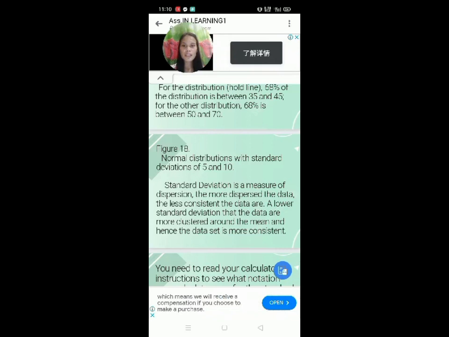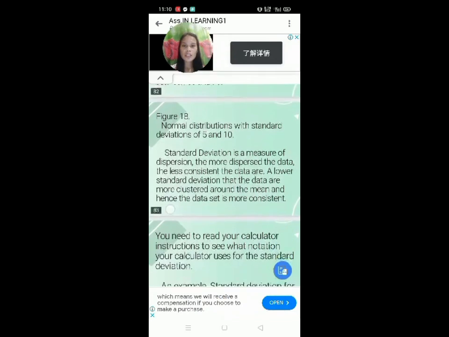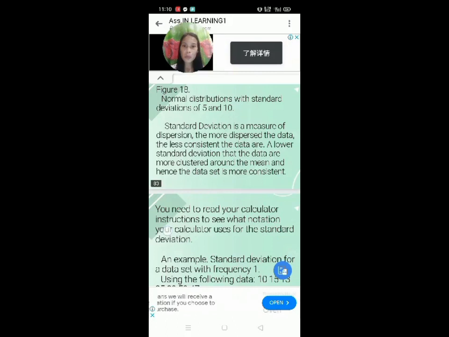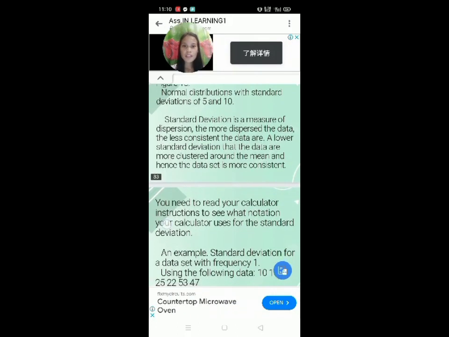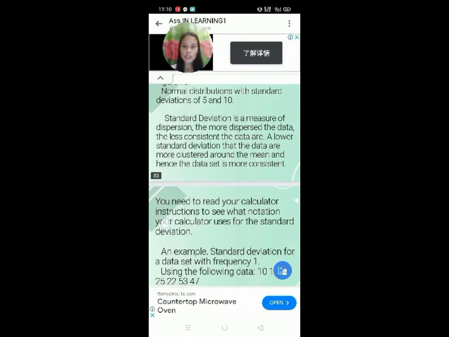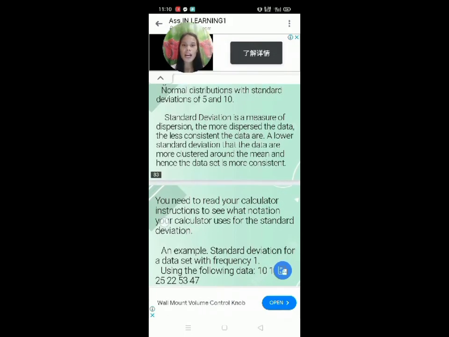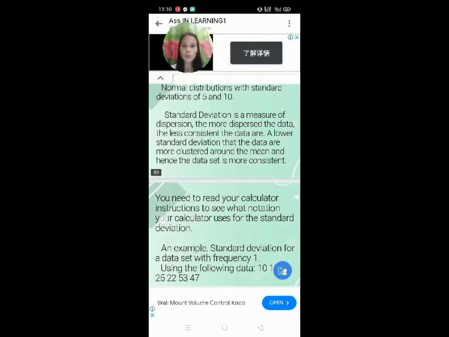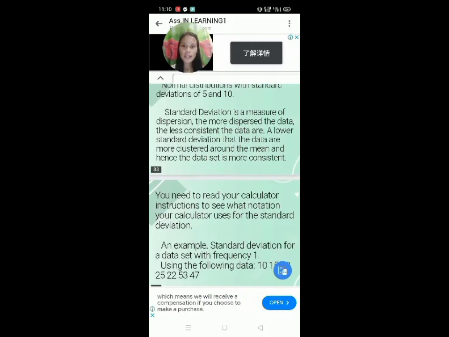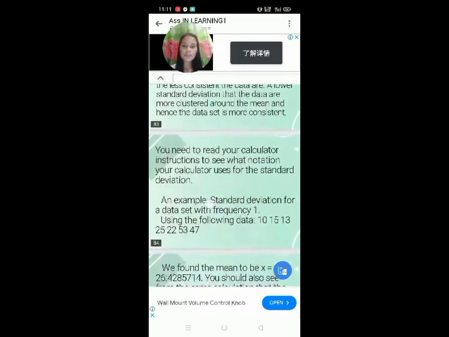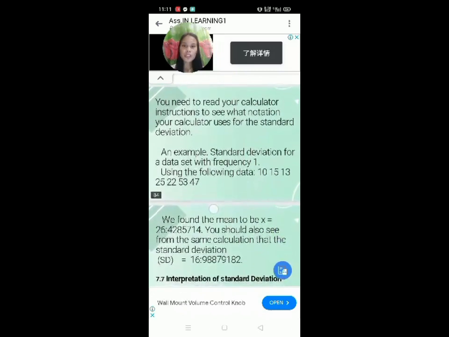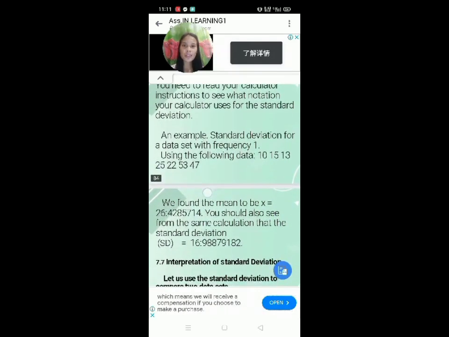Standard deviation is a measure of variation. The more the data differ, the less consistent the data are. So with a lower standard deviation, the data are more clustered around the mean, and hence the data set is more consistent. You need to read your calculator instructions to see what notation your calculator uses for the standard deviation.